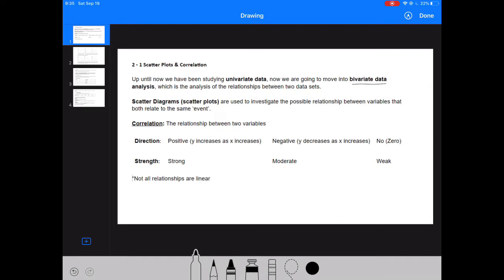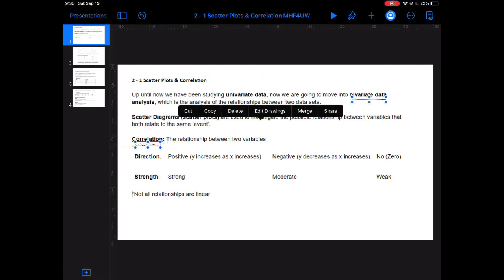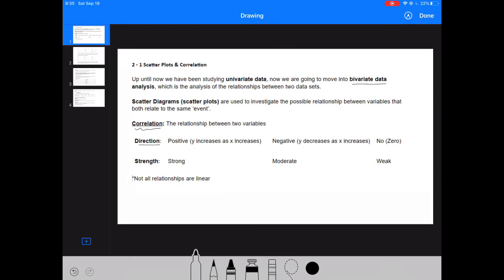Most of the time, we use scatter plots to investigate the possible relationships between variables that both relate to the same event. So one characteristic that we need to talk about is the correlation, which is the actual relationship between two variables. The first way that we can describe the correlation is using direction. It can be positive, y increases as x increases. It can be negative, y decreases as x increases, or there can be no correlation.